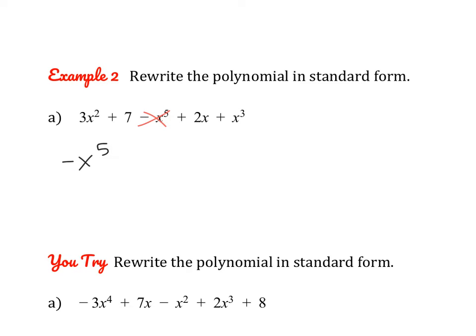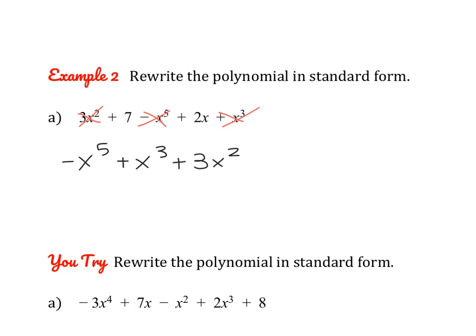Then I'm going to look for the next largest exponent, and I see it's right here with x cubed. So that's the next term we're going to write. And then I'm going to cross it off. And then I look for the next exponent, which would be x squared. So I'm going to write this entire term next. So notice there's no plus or minus in front of it. But we know that if we don't see a sign, that it's positive. So we're going to write plus 3x squared.